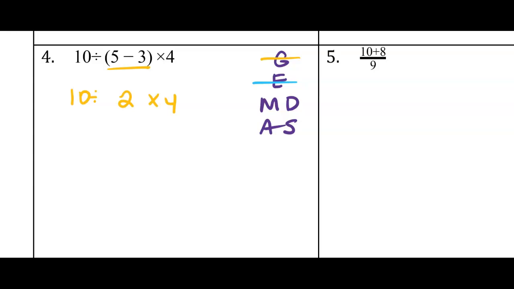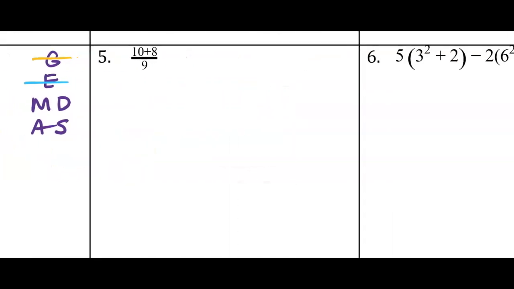Do I have any multiplication and division? I do. Starting from the left, I see right here I have 10 divided by 2, which is 5. Bring down the times 4. Do I have any more multiplication and division? I do. So I do 5 times 4 and get 20. Then I'm down to one number, so I am done. There was no adding and subtracting there.